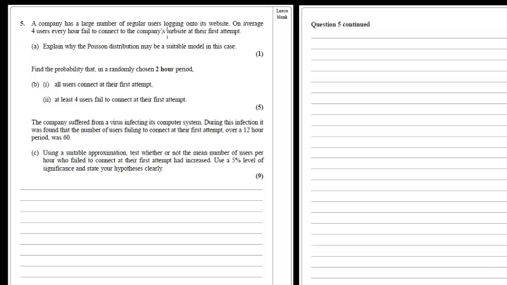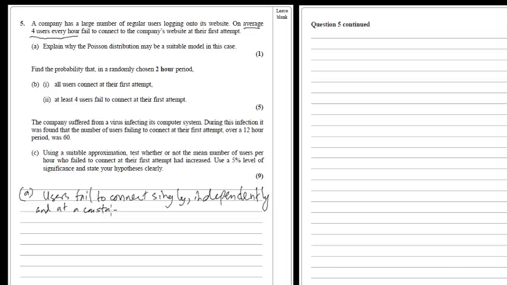A company has a large number of regular users logging onto its website on average. So that means on average, this is Poisson. Every hour 4 users fail to connect to the company's website at their first attempt. Question number A. Explain why the Poisson distribution may be suitable model in this. That means properties of the Poisson distribution. So events, it has to be in context. Users, they use the word users, fail to connect singly, independently, and at a constant rate.